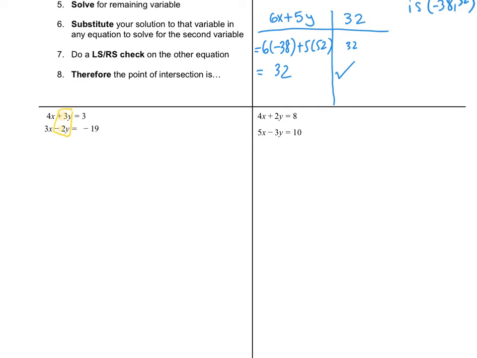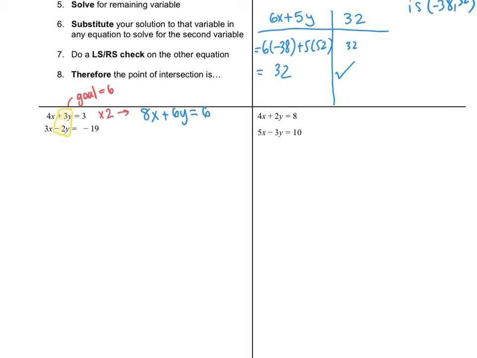The common multiple is 6. I could have just done 3 times 2 to get 6. So my goal is 6. Now, to turn 3y into 6y, I do 3 times 2. So I'm going to multiply the entire equation by 2. That's going to give me 4x times 2 is 8x, 3y times 2 is 6y, 3 times 2 is 6. So I did it for all 3 terms, and that's super important.